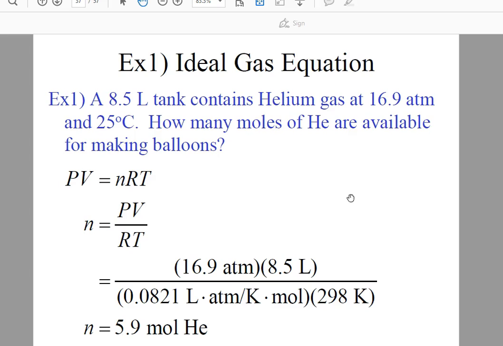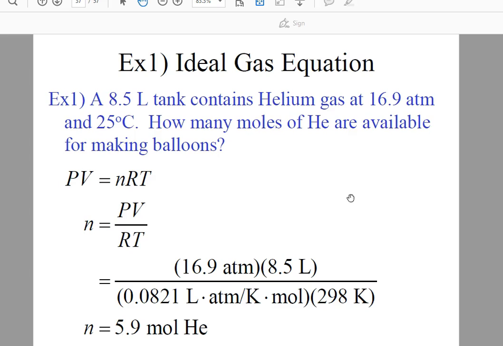Well, it was helium. So just saying it's 5.9 moles of helium in this. So the way a helium tank works is you have a lot of gas under a lot of pressure in that tank. But then as you let out that gas into a balloon, for example, it's not under as much pressure.